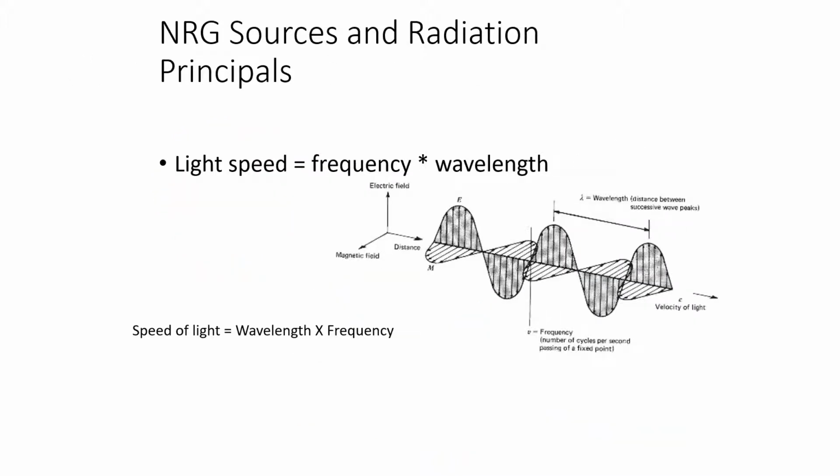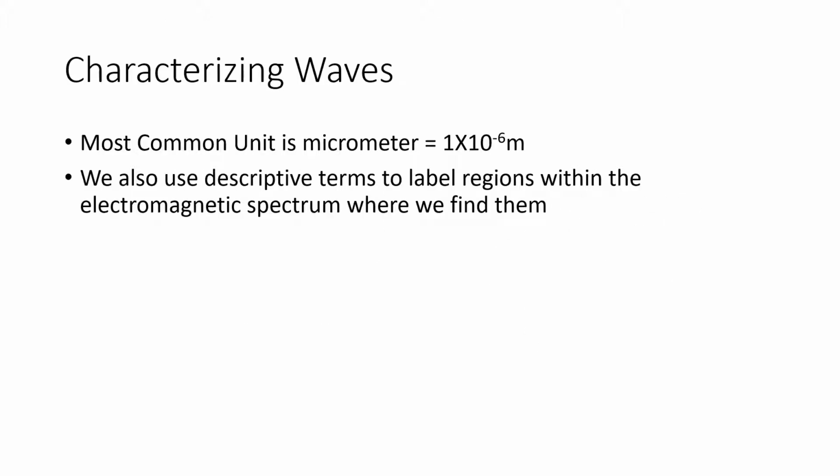You need to understand a little bit about the science of how light works. Energy sources and radiation principles: in other words, light speed is equal to the frequency times the wavelength. The frequency is the number of humps over a given distance, and the wavelength is the distance between the humps. So speed of light is equal to the particular wavelength times particular frequency. The most common unit we use is a micrometer, which is 1 times 10 to the negative 6. And we typically label the spectrum with descriptive terms.